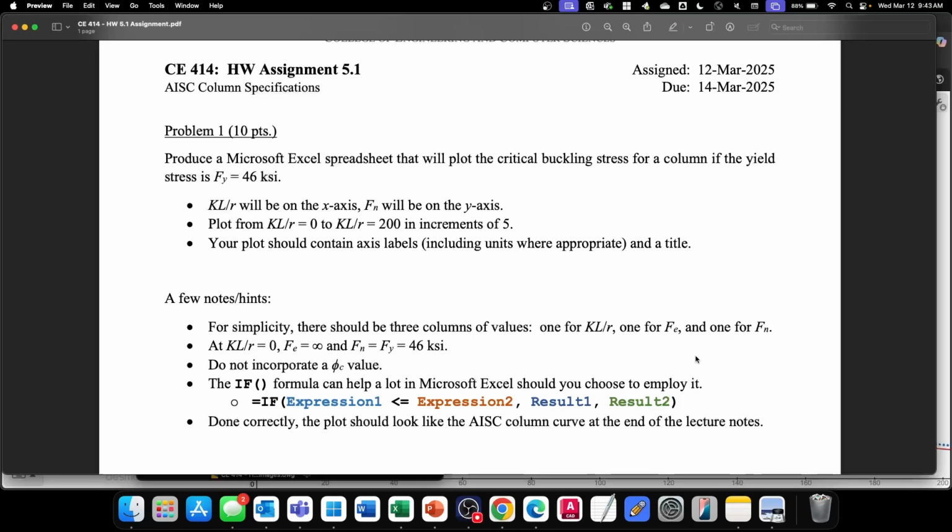And if you do it right, it should look like the red curve at the end of the lecture notes, or the red curve in Desmos. Sound good? Any questions?